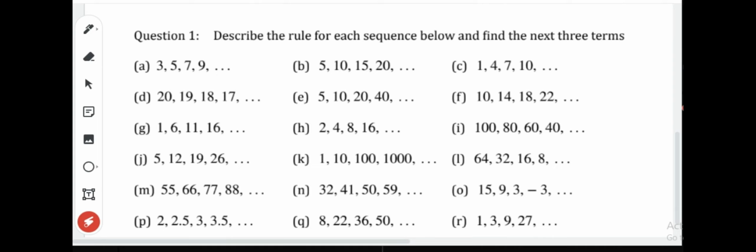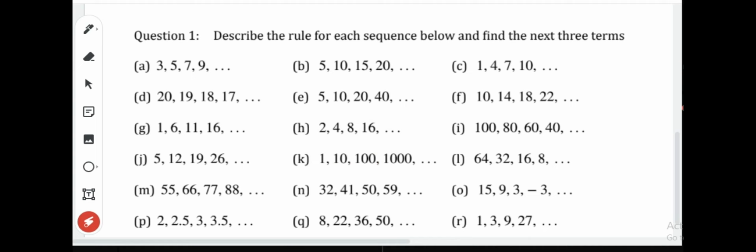Then describe the rule for each of these. Describing the rule is the term to term rule. 3 plus 2 will give you 5, plus 2, 7, plus 2, 9. The same thing here. 2 plus 2, 4. Okay, this one is slightly different. 2 plus 2, you have 4. 4 plus 4, you have 8. 8 plus 8, you have 16. This one is 1. The next one, you add a 0. The next one, you add a 0.